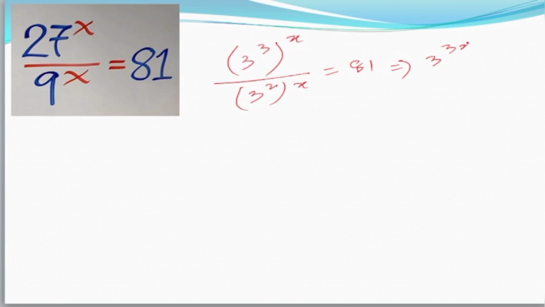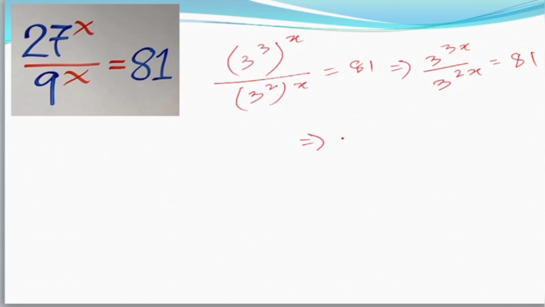Look at this. In place of 27 we can write 3 cube, to the power x, whole divided by 9. In place of 9 we can write 3 square, whole to the power x, equals 81, which is given. So from this we can write 3 to the power 3x, whole divided by 3 to the power 2x, equals 81.